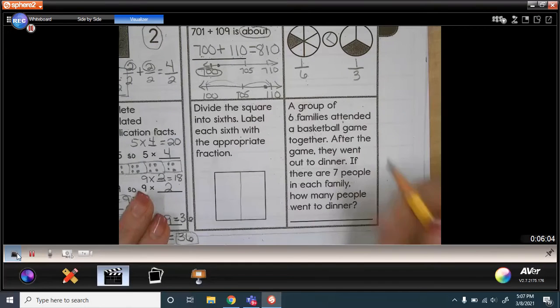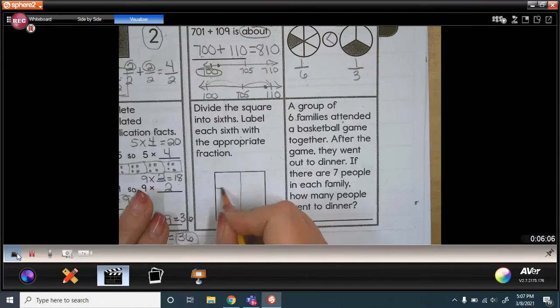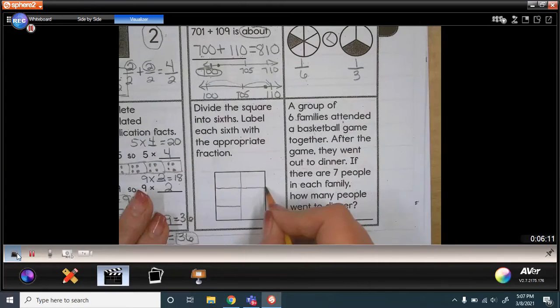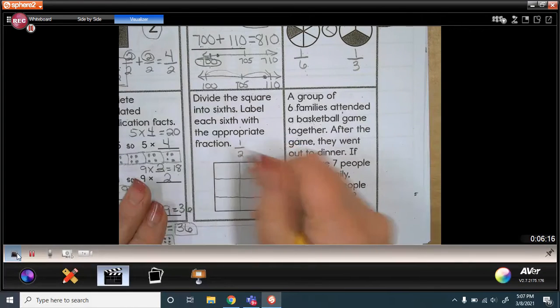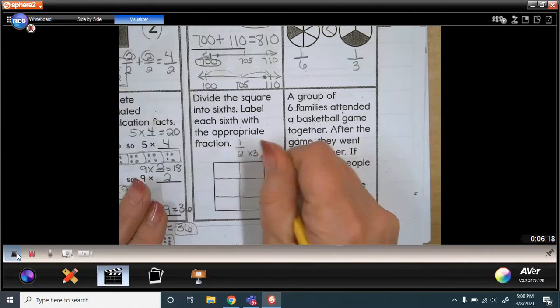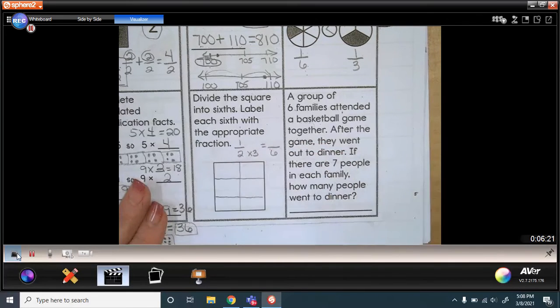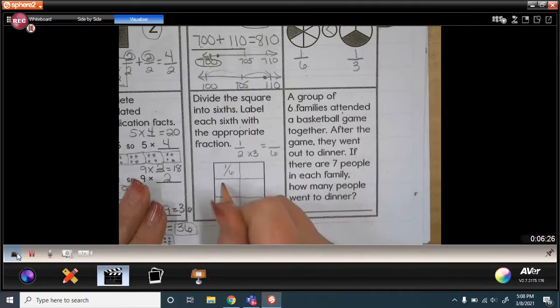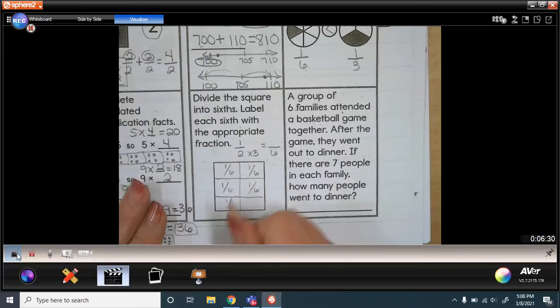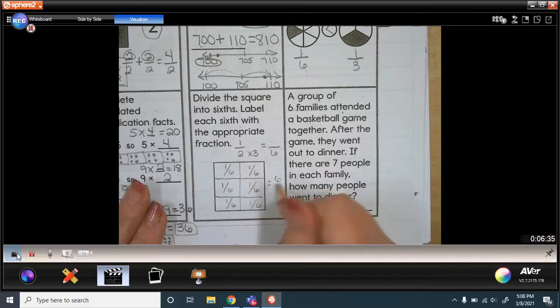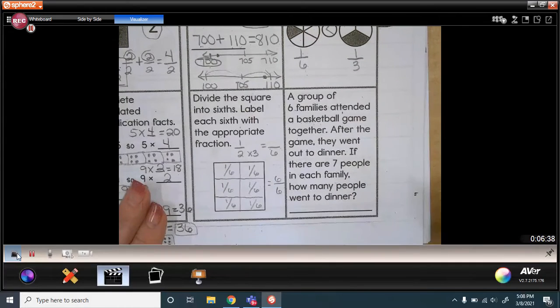Now, how do I do that? Well, I need to make these into thirds. I need to take this half and cut it into 3 equal pieces. So what I'm doing is taking this half, cutting it into 3 equal pieces to make 6. So this would be 1/6, 1/6, 1/6, 1/6, 1/6, 1/6. Together they make 6/6 altogether.